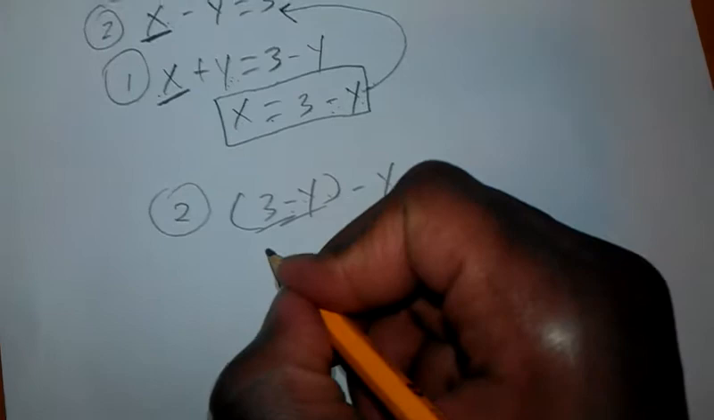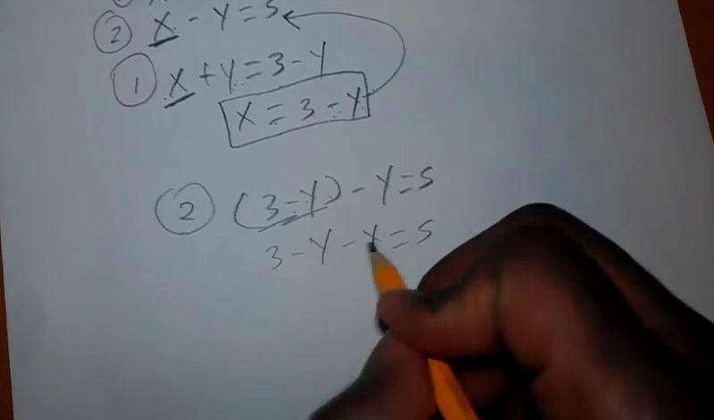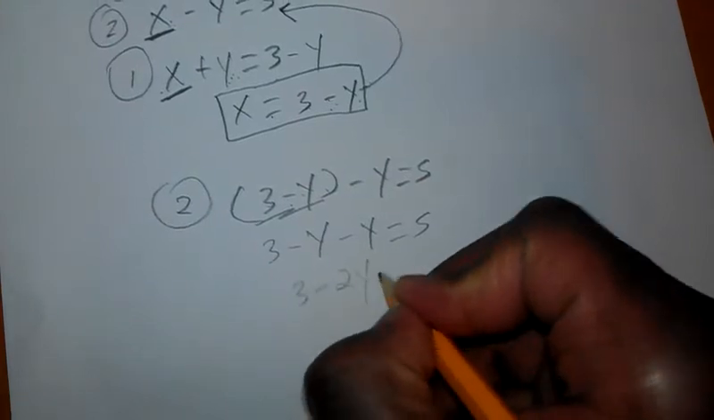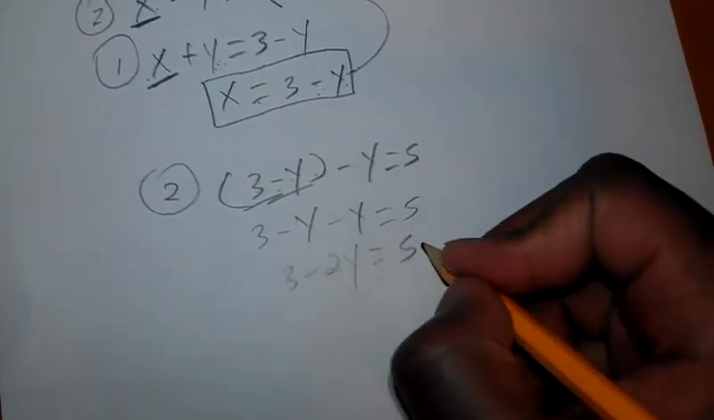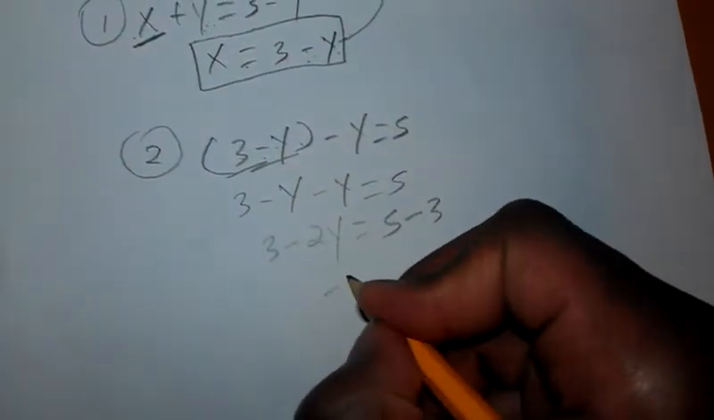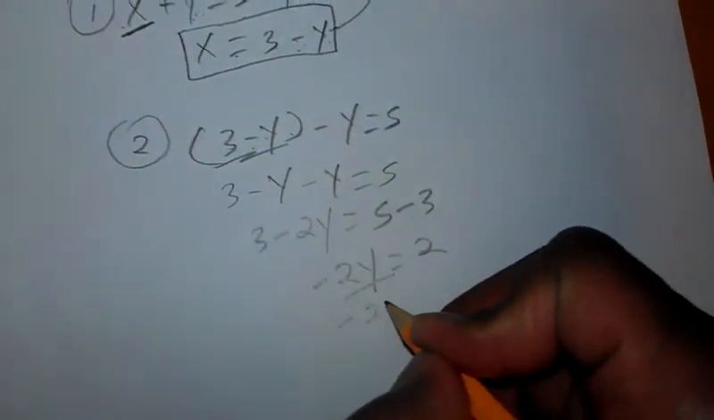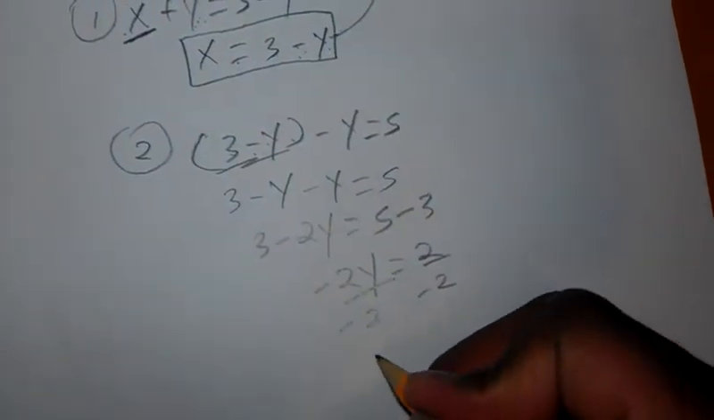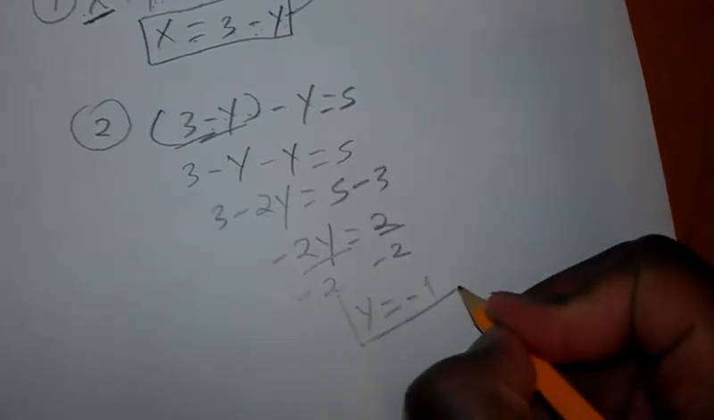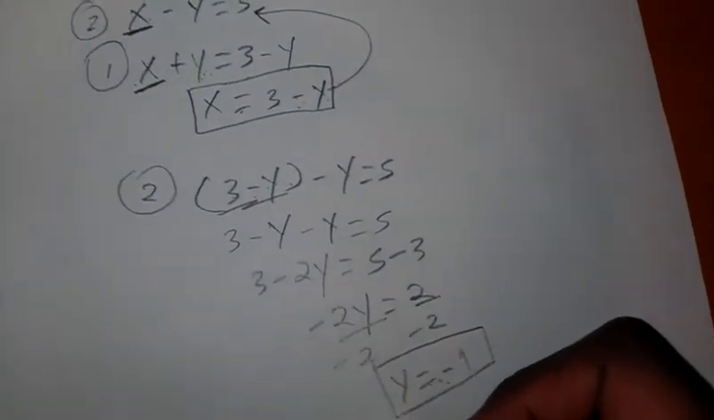Now it's just algebra. 3 minus y equals 5. Combining like terms, negative y plus negative y, negative 2y equals 5, minus 3 on both sides. I'm going to have negative 2y equals 2. Divide by negative 2 on both sides. y is then equal to negative 1. And there I have it: one answer to one of the variables.